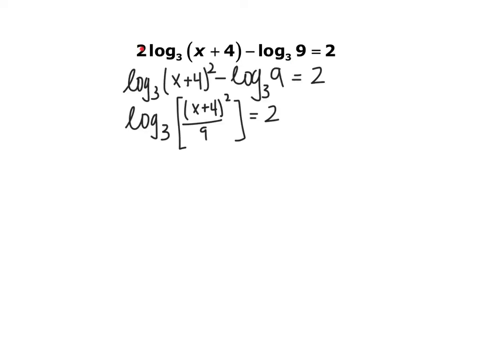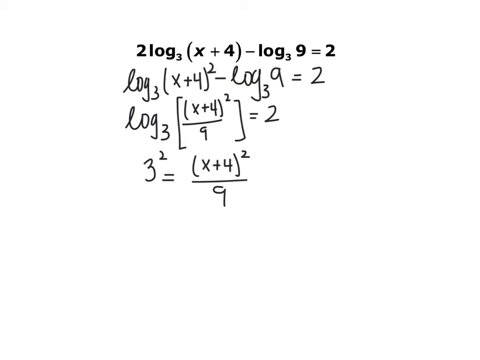So I took this 2 out in front and made it an exponent, and then I made the subtraction a division inside. So now we have 1 logarithm, 1 term on this side and 1 term on this side. There is a way that you could make this a logarithm, so you have log base 3 on both sides. Another way to do this is to switch this into exponential form. So go ahead and pause the video and switch this logarithm into exponential form.